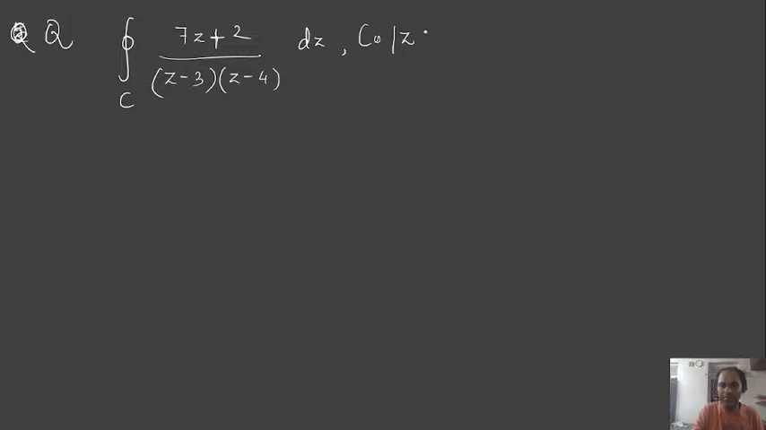the integral of 7z plus 2 over z minus 3 over z minus 4, this is the question, dz, where the contour C is mod z equal to 5. Now comes a difficulty: how to handle this kind of problem.